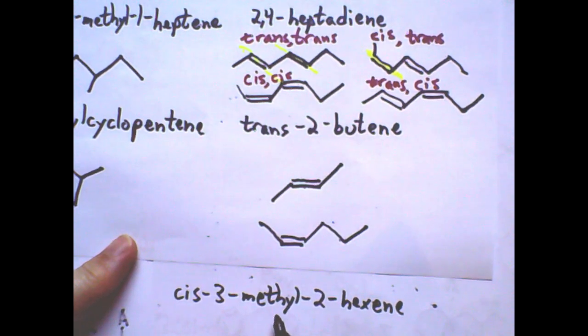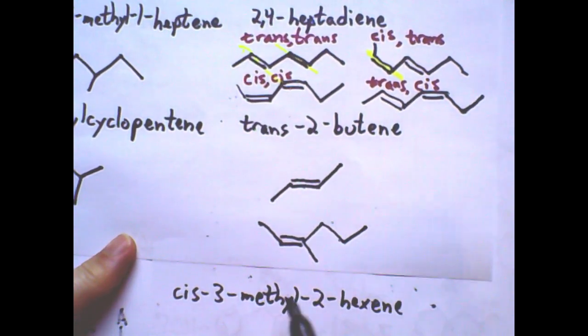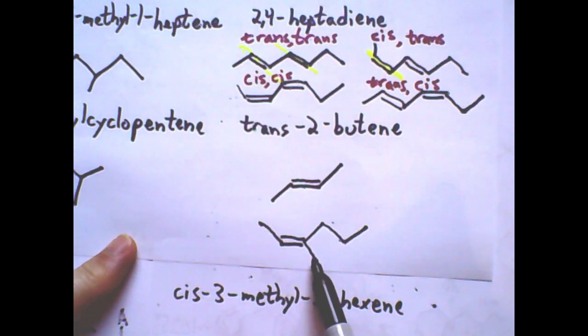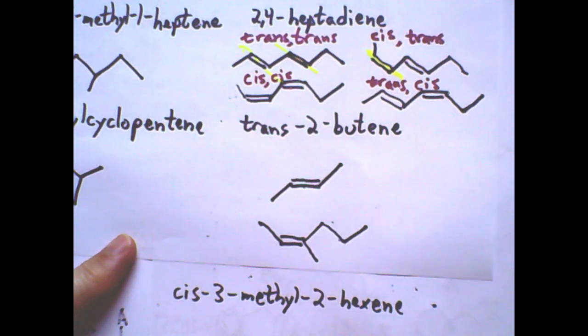The methyl group is at carbon 3. 1, 2, 3. Here it may look like it goes up and then down, so that's trans, but this is bigger, so we go up, up to the bigger side. That makes it cis.